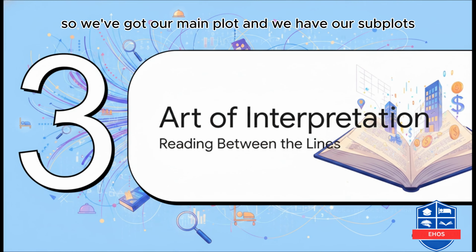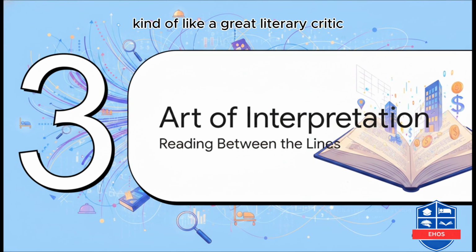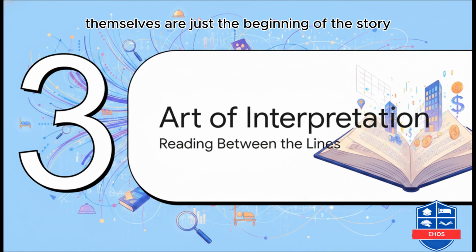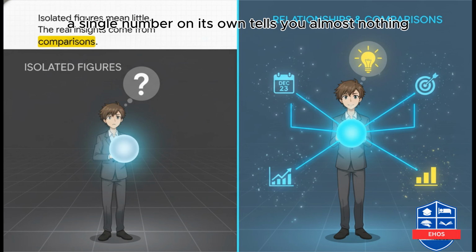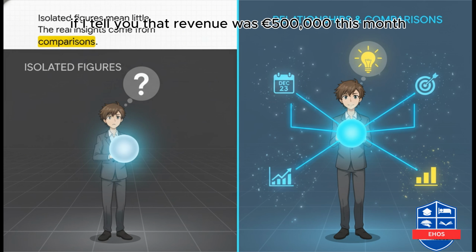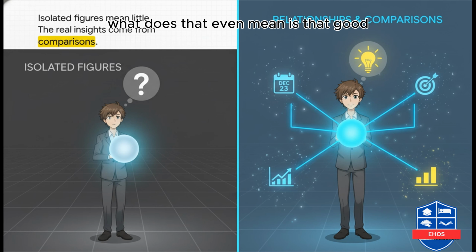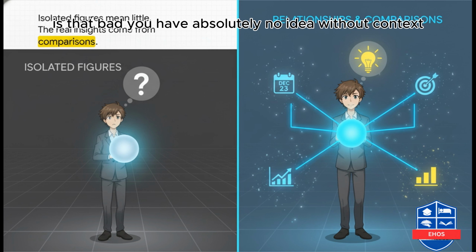Okay, so we've got our main plot, and we have our subplots. But a truly skilled manager, kind of like a great literary critic, knows how to read between the lines. They understand that the numbers themselves are just the beginning of the story. A single number on its own tells you almost nothing. Seriously, if I tell you that revenue was 500,000 euros this month, what does that even mean? Is that good? Is that bad? You have absolutely no idea without context.